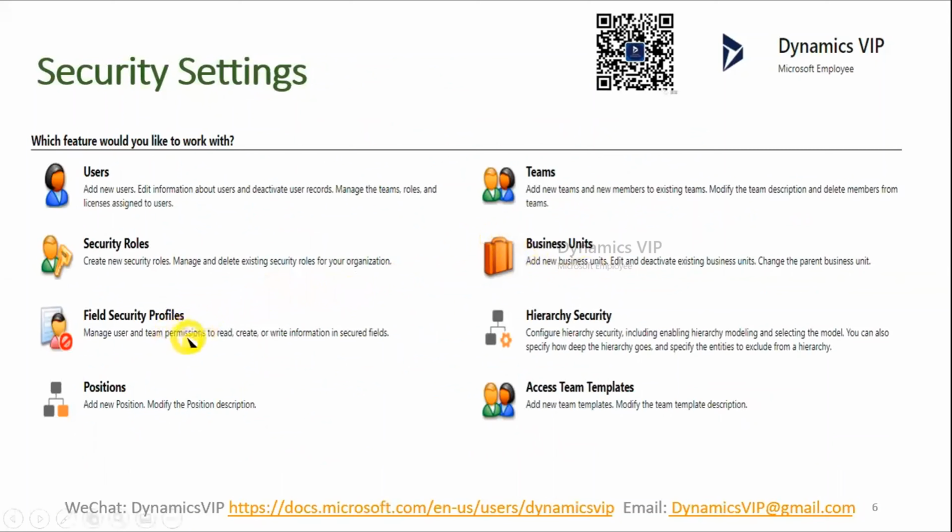Field security profile means when different users check different fields, we want certain users to be able to open certain fields, but some users cannot view or read certain fields. Then we add the different users to field security profiles. Hierarchy security just inherits the security. Position is used not often, very little. Let's take a look quickly.